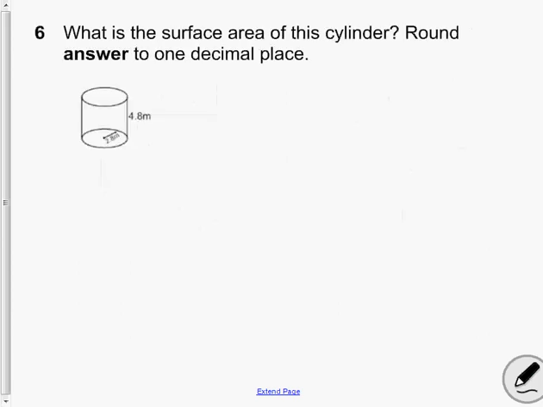Question 6, what is the surface area of the cylinder? Our formula for surface area is 2 circles plus that pi d h. It doesn't say approximate, so we're going to use, I suppose it doesn't matter. How many of you use 3? How many use 3.14? Nobody used 3.14, so we'll use 3. Some of you might have used 3.14, but whatever.